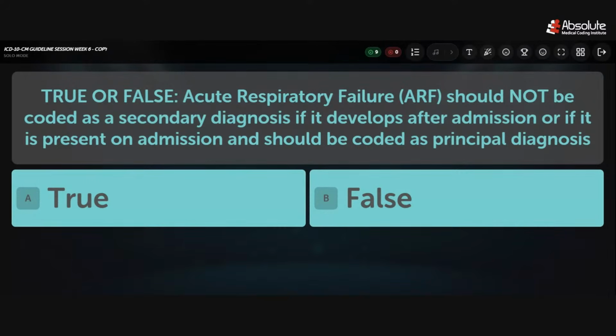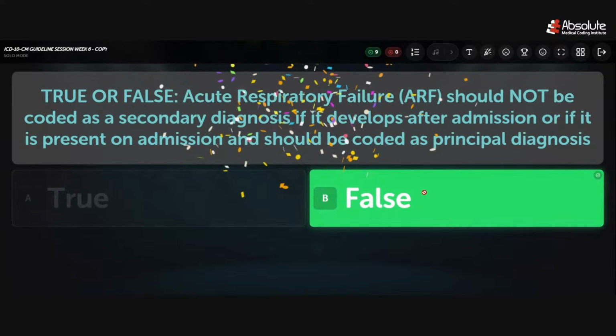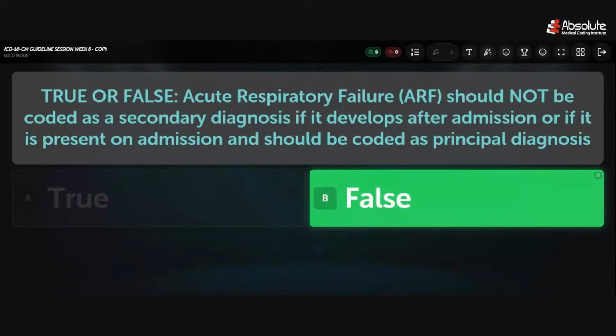All right, 30 seconds are up, and this one is going to be false. If you look again in the ICD-10 book or MCG manual, it is going to say that acute respiratory failure or ARF may be coded as secondary diagnosis if it develops after admission or if it is present on admission, but does not qualify as the principal or first listed diagnosis. So this statement is kind of flip-flopped, and that is what is going to make it false. So as always, if you caught that one, great job.